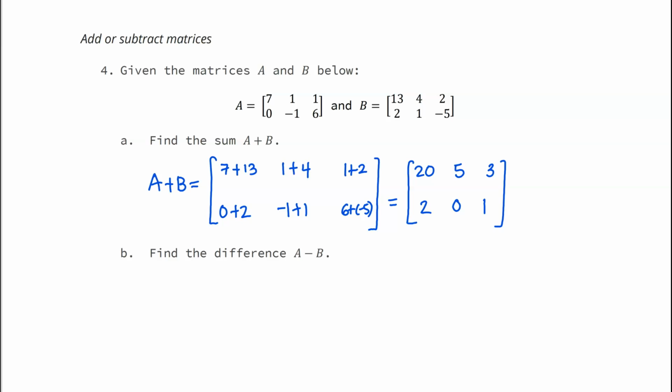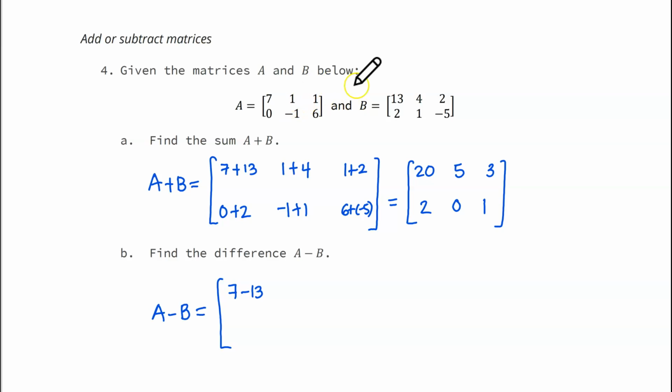Next, let's find the difference. The difference of the two matrices, A minus B. So to get the difference, you just subtract corresponding entries. So you have 7 minus 13, A minus B. So you get the entry in A first and then minus the entries from B.